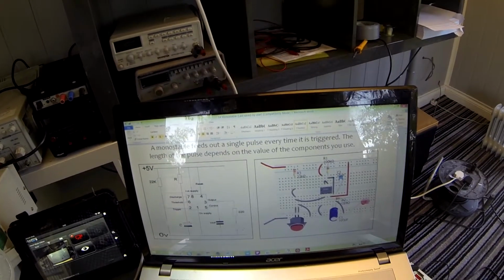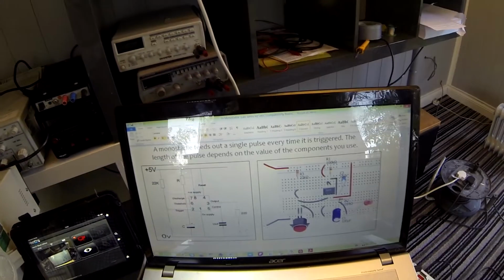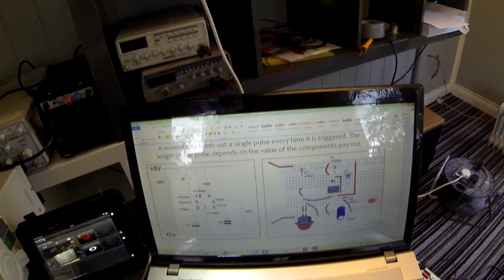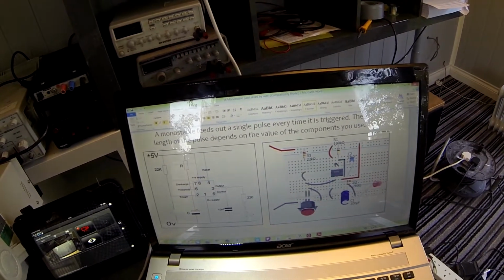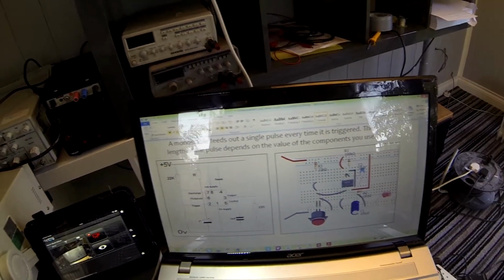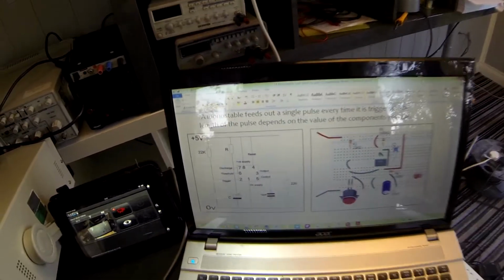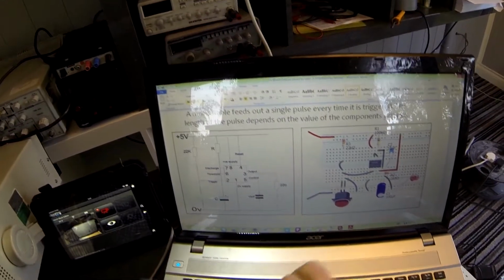Welcome to tutorial 14, where we're going to be looking at the action of a monostable circuit using a 555 timer to create that. If we have a look at this circuit diagram, we should be able to recognize a few things.